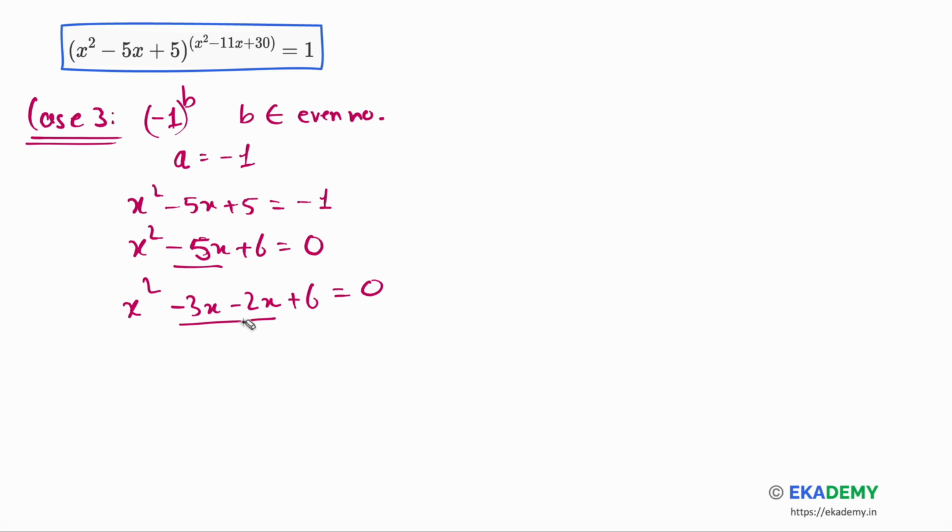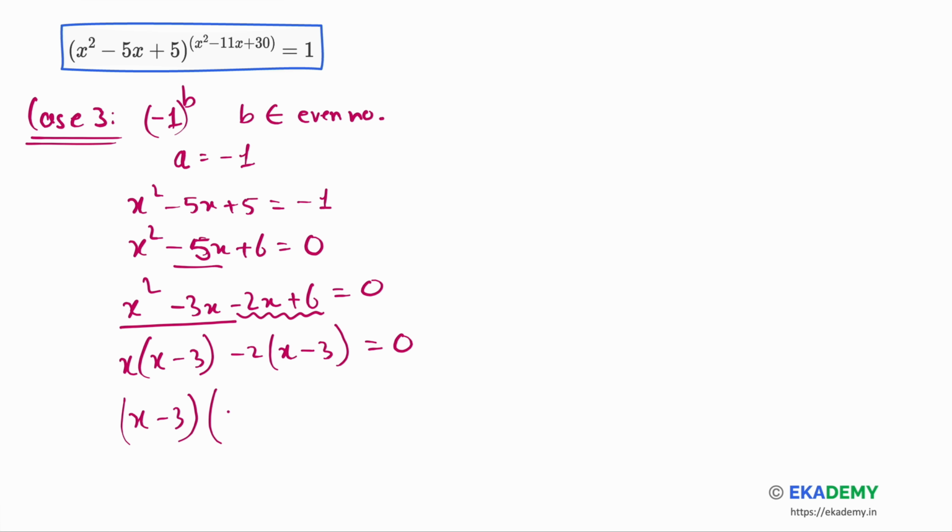So, we can see that from the first two terms, x is the common factor, we are left with x minus 3, and in the last two terms minus 2 is the common factor, and we will be left with x minus 3 equals 0. So, x minus 3 is the common factor in these two terms. So, x minus 3, and inside the bracket x and minus 2 will be there, equals 0.